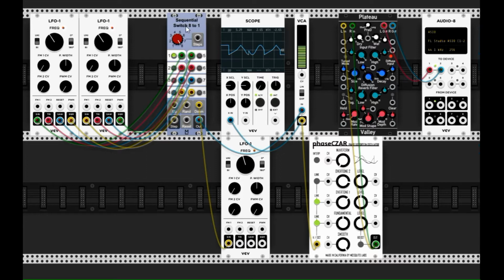The clock for the sequential switch is delivered by this LFO down here, and it runs at a frequency of 1 Hertz. So the inputs come from these 2 LFOs, and I use all outputs of the LFOs to input the switch. Let's look at the frequencies at first.